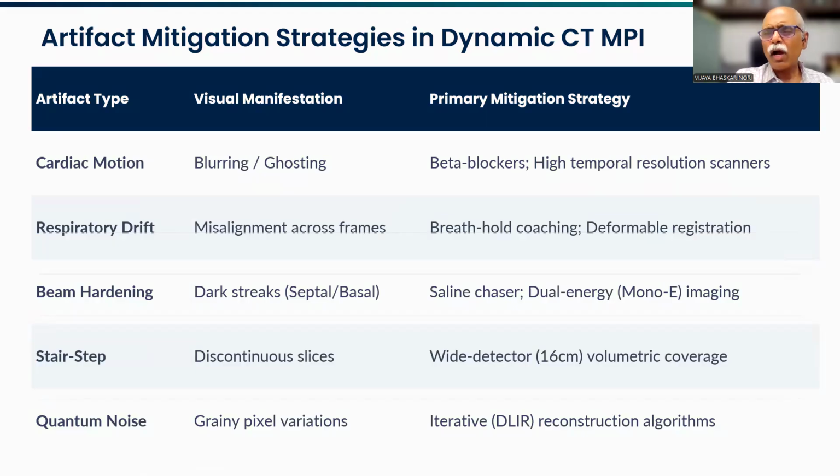Now, how do we eliminate and mitigate the artifacts in dynamic CT perfusion? For cardiac motion, blurring and ghosting, give beta blockers and use high temporal resolution scanners like the third generation or 60 centimeter scanners. For respiratory drift and misalignment across the frames, you need proper breathing, because dynamic CT myocardial perfusion is a non-breath hold study. It's a shallow breathing study.